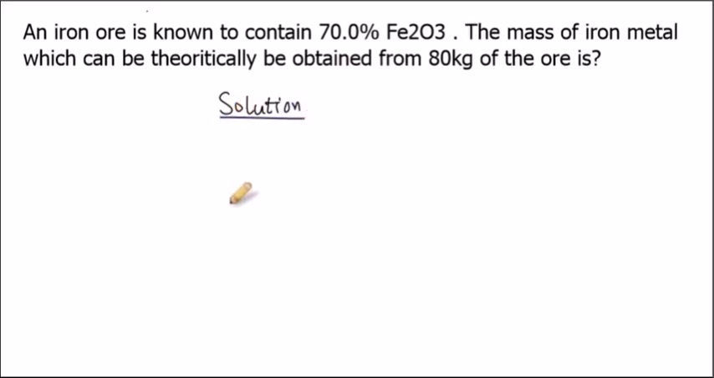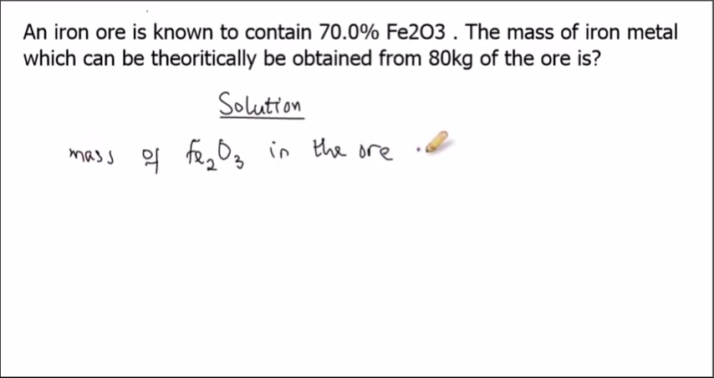In the question above, we are to determine the mass of iron metal that will be used from 80 kg of ore. So in the ore containing iron(III) oxide, we are given the percentage composition of iron(III) oxide in the ore. Before we can determine the mass of iron metal, we need to know the mass of iron(III) oxide itself. So from there we'll proceed to determine the mass of iron metal in the ore.